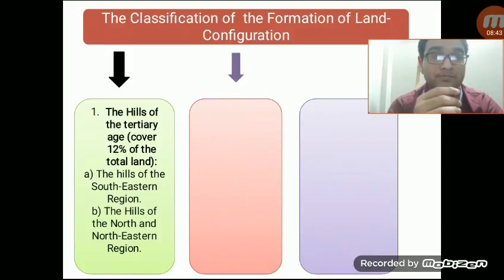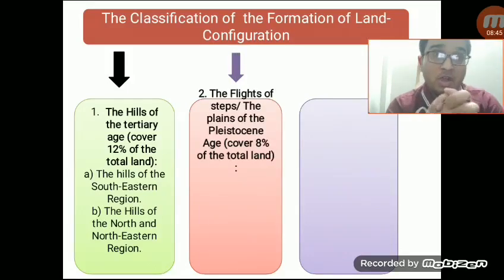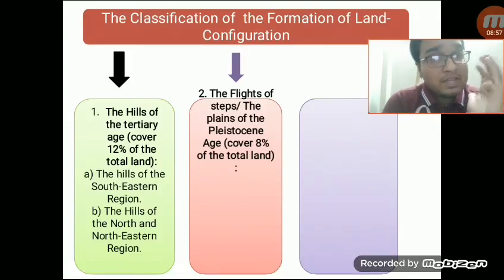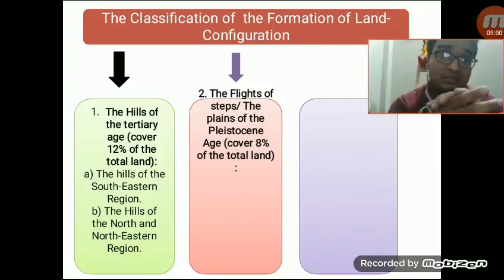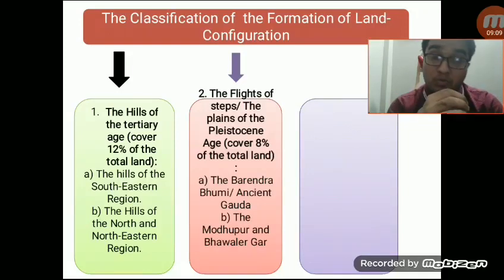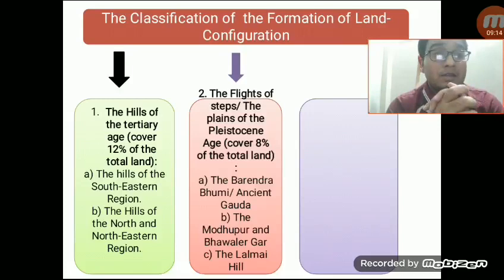Next type of land is the flights of steppes. Its another name is the plains of the Pleistocene age, and it covers 8% of the total land of our country. And we can divide this type of land into three parts. These are the Barendra Bhumi, whose other name is the ancient Gauda, then the Madhupur and Bhaowal Garh, and C, the Lalmai Hill.